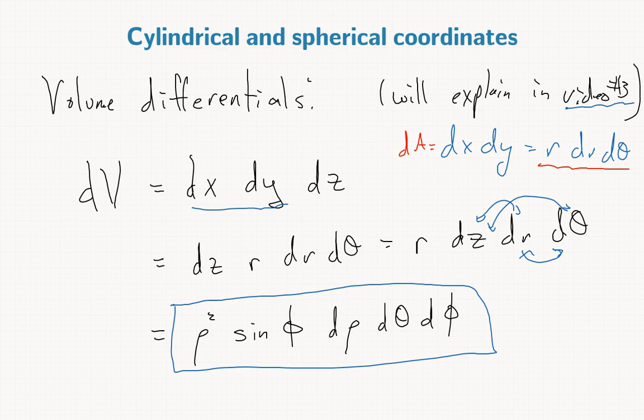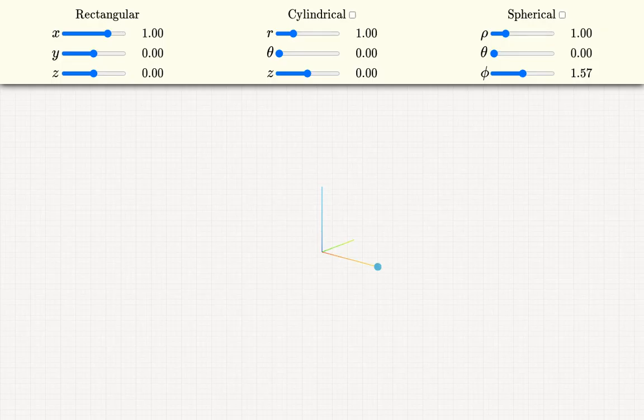And then in the next video, I'll show examples of working with this. Okay, so here then is the promised demo. So you can try changing the coordinates of the point in all these 3 different coordinate systems and see how it moves around. And you can also click on the boxes next to cylindrical or spherical to visualize the shell that the point is moving along.